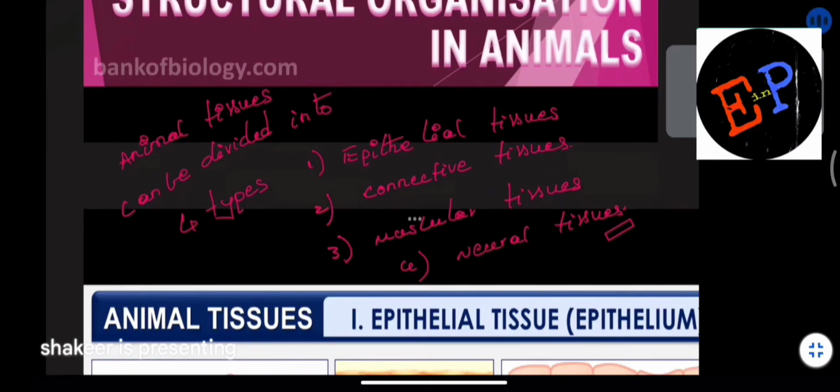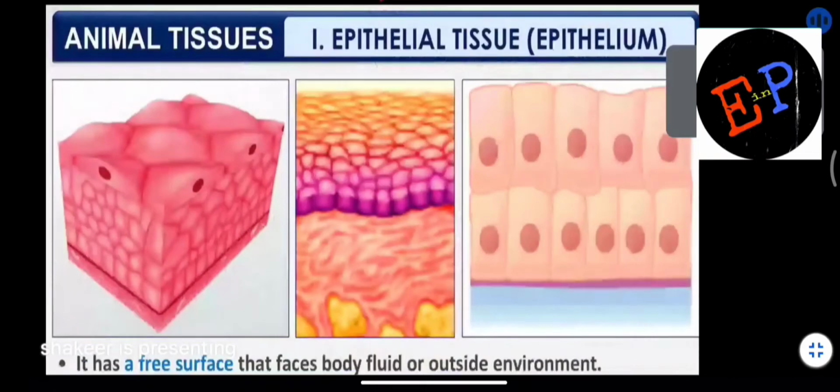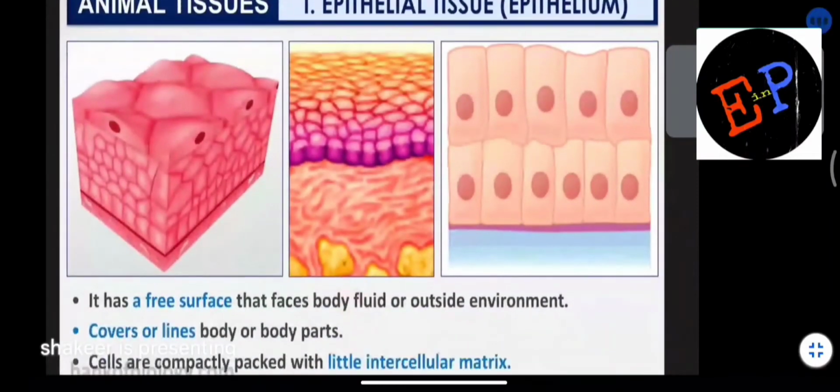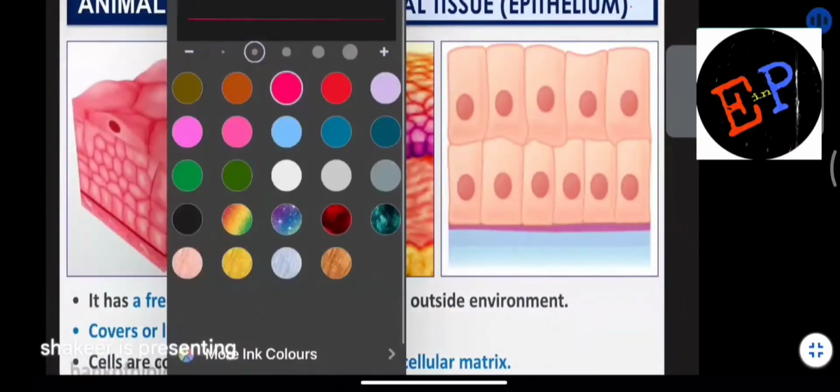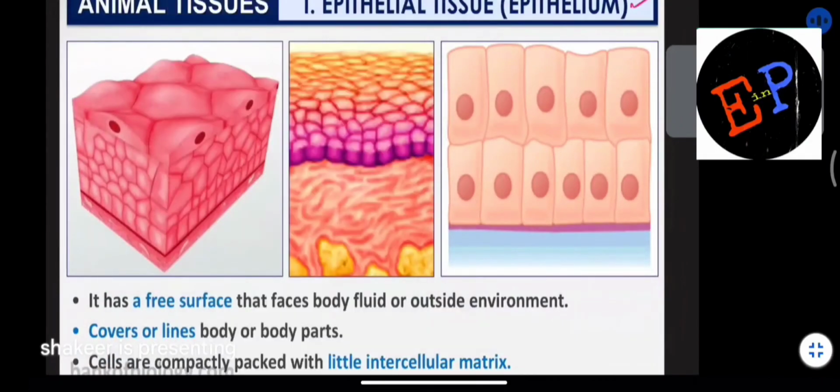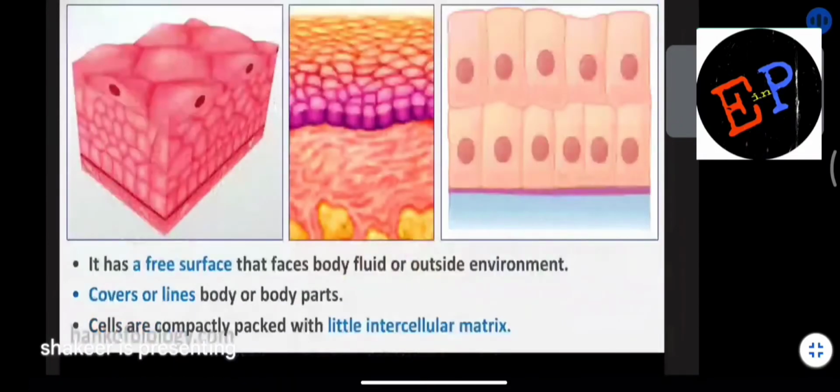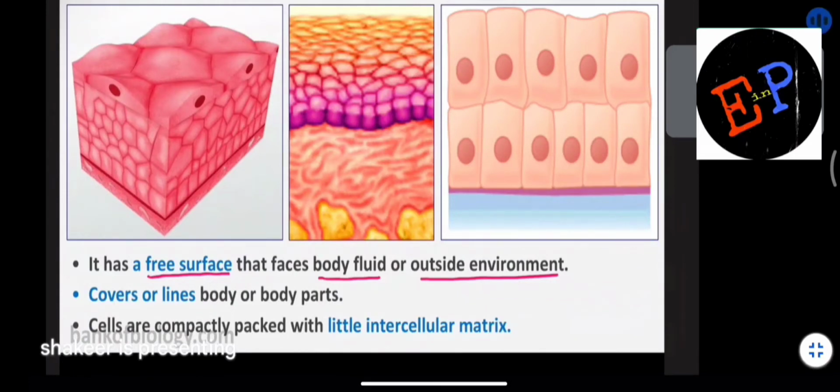Clear, ma? So first we will study epithelial tissue, which is also called epithelium. What is meant by epithelial tissues, ma? It has a free surface that faces body fluid or the outside environment. Are you able to understand, ma? A free surface means what? On that surface there is no other surface. Okay? It is an open surface through which body fluid will flow. Body fluid means what? Water, blood, all this is called body fluid, no, ma?